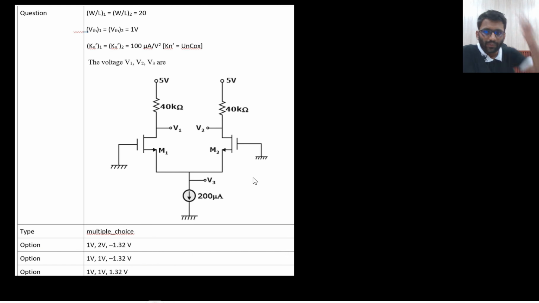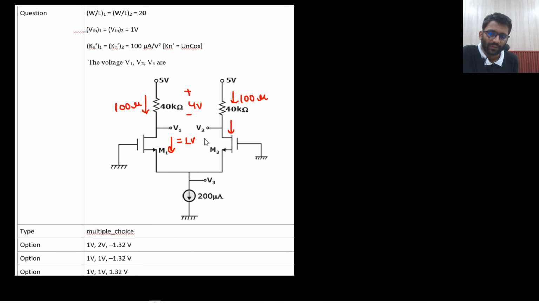Let's see this one. This is also very straightforward. 200 microampere current is there and all the parameters are identical. So both of the MOSFETs are identical. So this is 200 microampere current. This will drive 100 microampere current and this will also drive 100 microampere current. Both will drive 100, right? So what will be the drop here? This drop will be 4 volt. So what will be V1? V1 will be equal to 1 volt and V2 will also be equal to 1 volt, right?